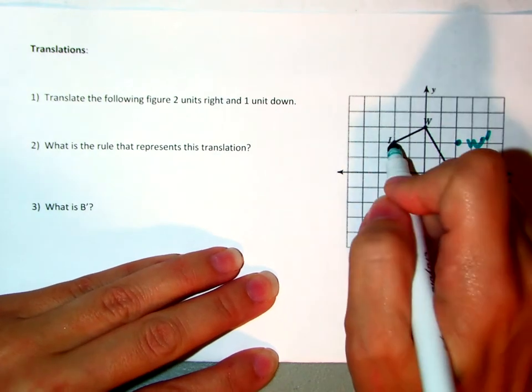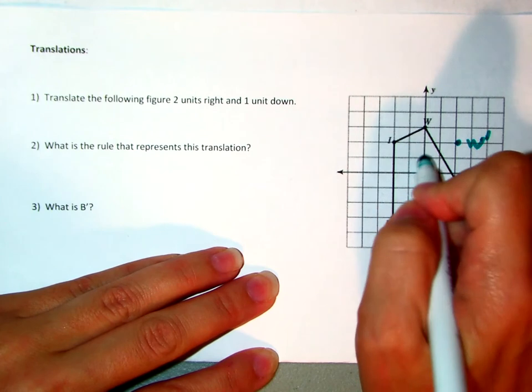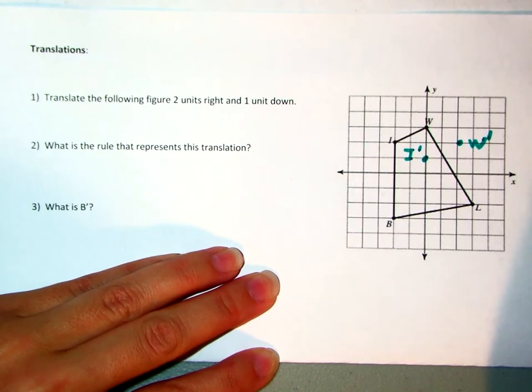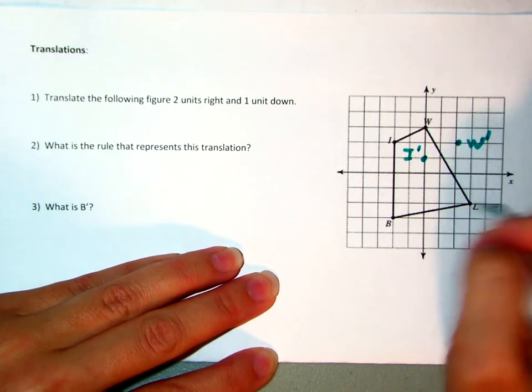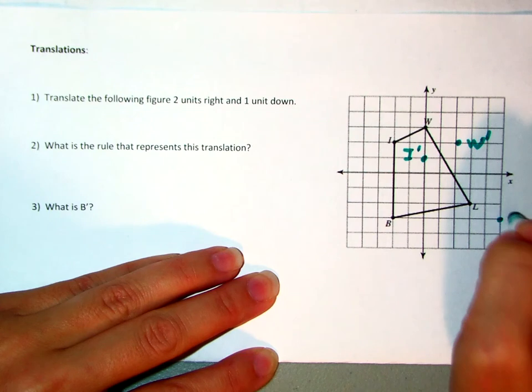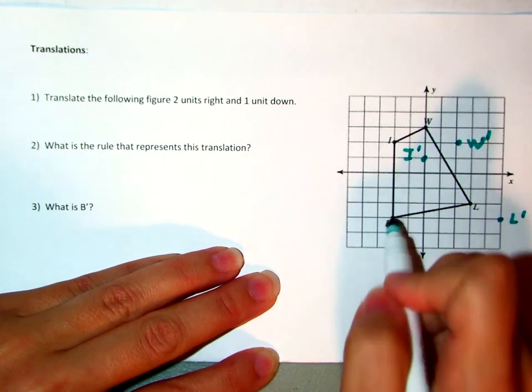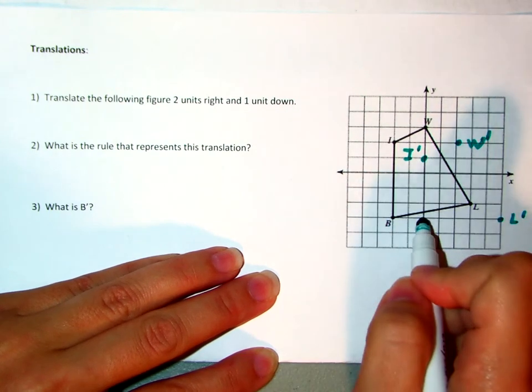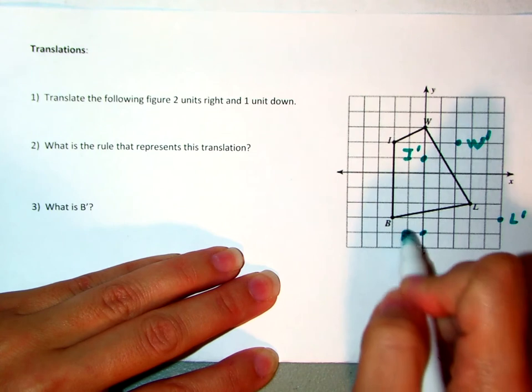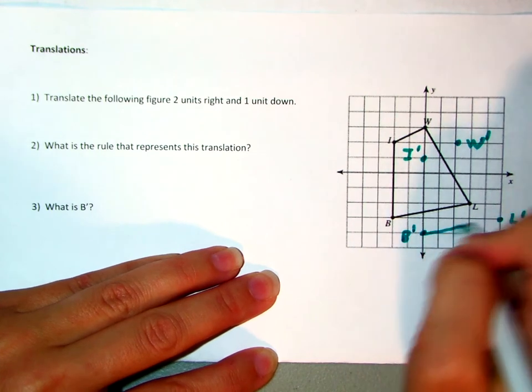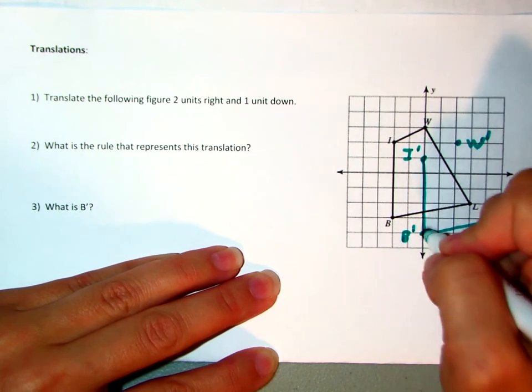Then I'm going to take I, move it 2 units to the right, 1 unit down, and I'm going to call that I prime. We take L, move it 2 units to the right, 1 unit down. I'm going to call that L prime. And let's take B, move it 2 units to the right and 1 unit down, and we're going to call that B prime.